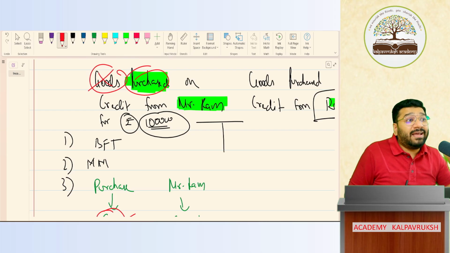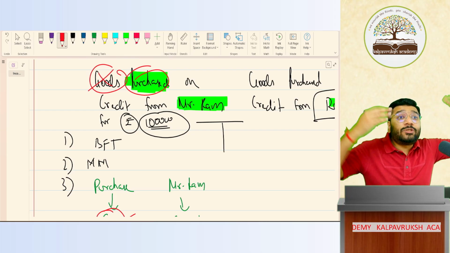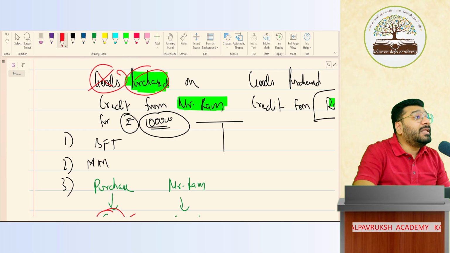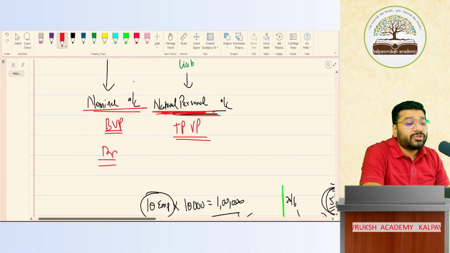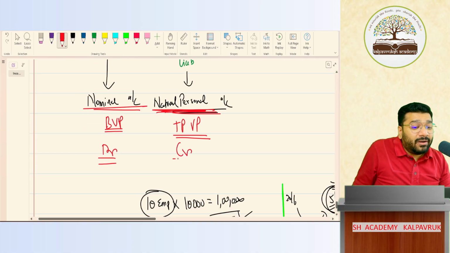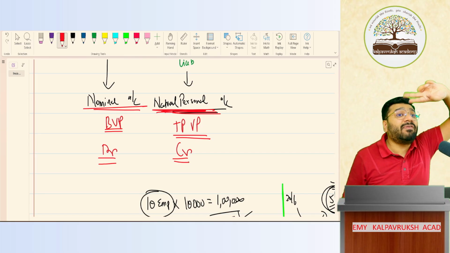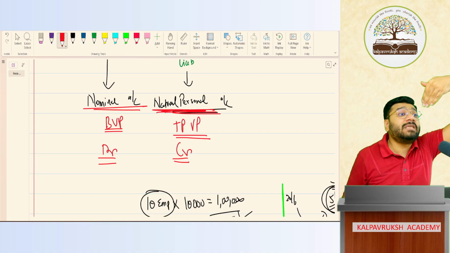So, debit the receiver, credit the giver. Whose point of view? Ram's point of view, the third party point of view. He's the giver. Debit the receiver, credit the giver. So I have to give a credit. Got it? Not got it? Giver from whose point of view? Receiver, giver, opposite person's point of view.